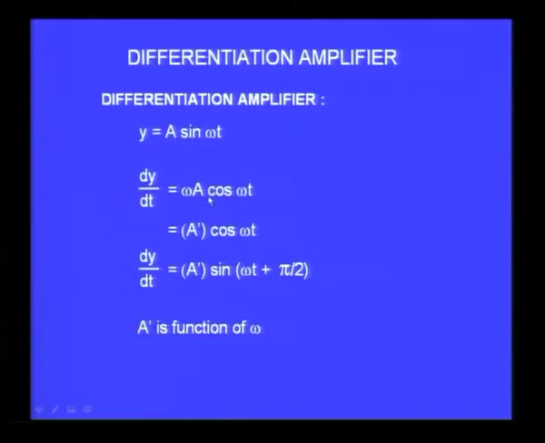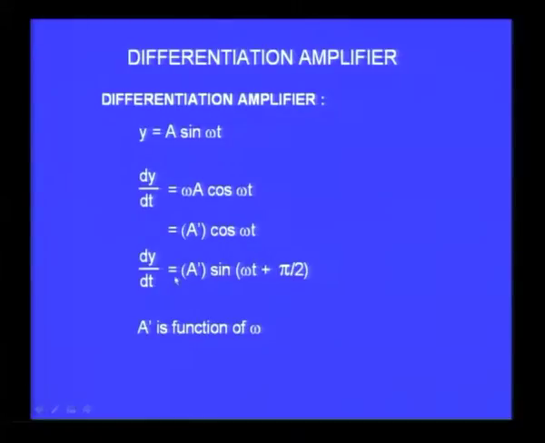Sine will become cos on differentiation, and this omega a is the new amplitude of this cosine function, and therefore I call it by a new variable, a prime. So a prime cos omega t is now the differential of the input voltage. Dy by dt is a prime cos omega t, which can also be written as a prime sine omega t plus pi by 2, where a phase factor is introduced. Because sine has become cos, it has to have a 90-degree phase.